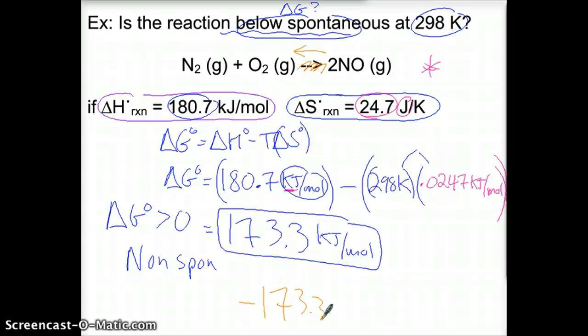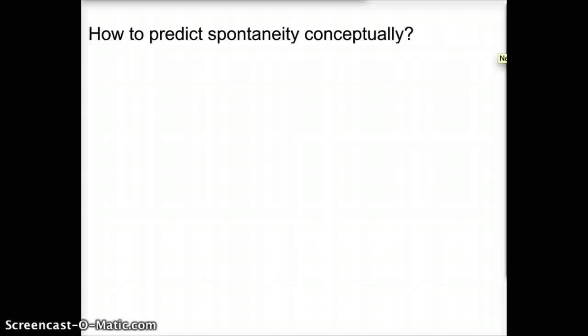Okay, that's what we need to do. I could also give you delta H's for the compounds, and you would need to get delta H of the reaction first and then plug it into this equation. Same thing with delta S. There's also going to be a lot of conceptual problems that are like that. So, let's predict spontaneity conceptually.